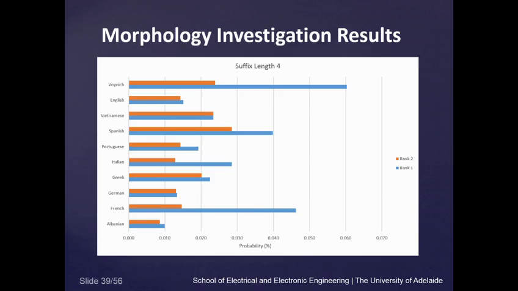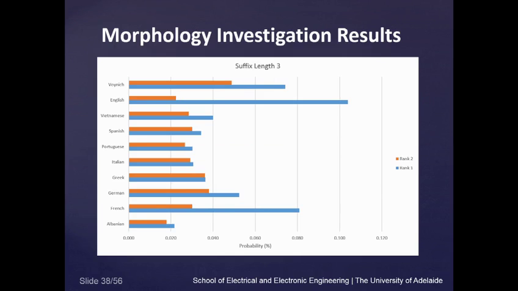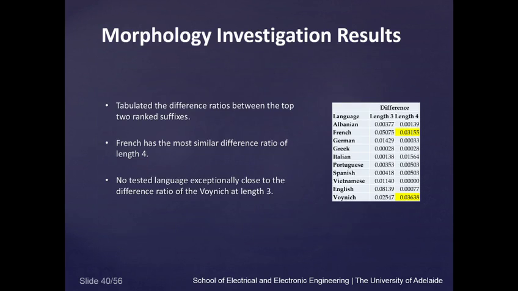We can see at both of these, though, that the Voynich doesn't really have a significant relationship with any of these tested languages. But once we tabulated the differences of lengths between the two top-ranked suffixes, we see that French has a possible relationship here. But we also see that at length 3, no tested language had an exceptionally close difference ratio to the Voynich.